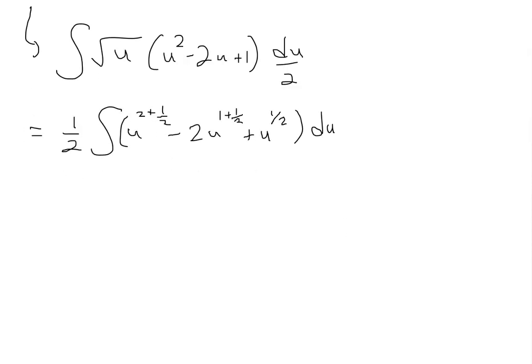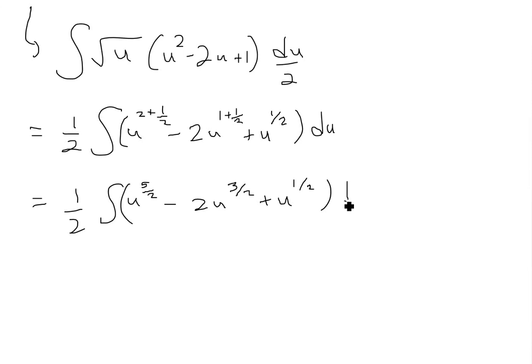So now we add these up and simplify further. We're going to get the integral here: 2 plus 1/2. We could use a common denominator of 2, so multiply this by 2, that's 4. So 4 plus 1 is 5 over 2. And then minus 2u, with 1 plus 1/2, that's going to be 3 over 2. And this is just going to be u to the 1 over 2. And again, put a du here.